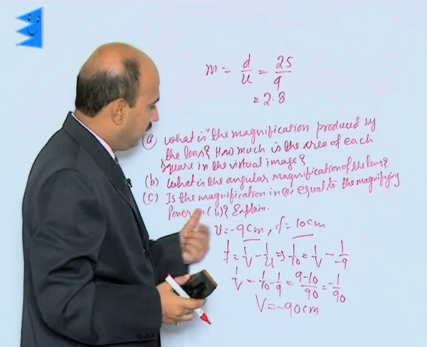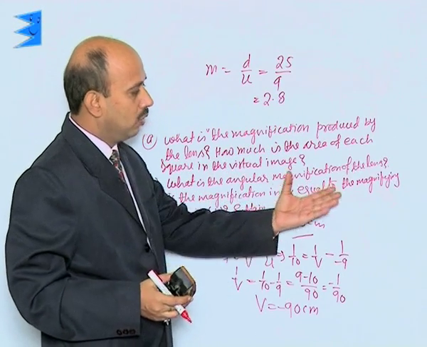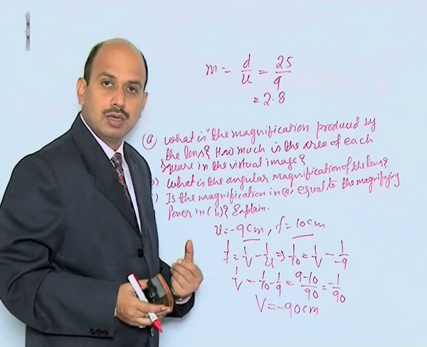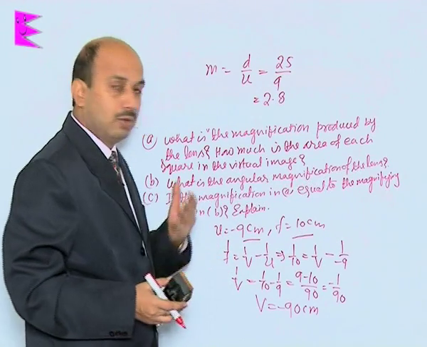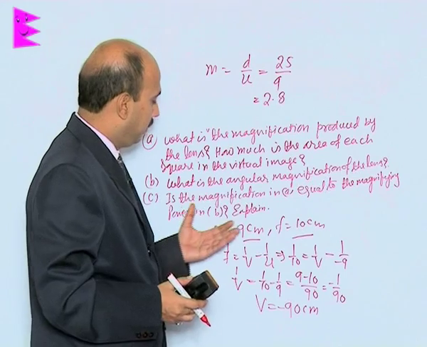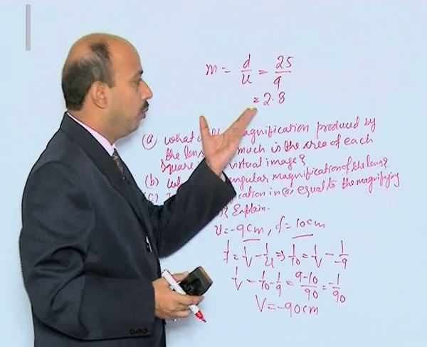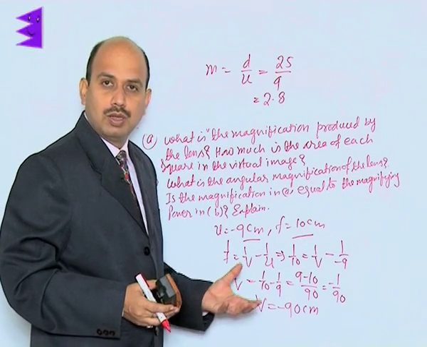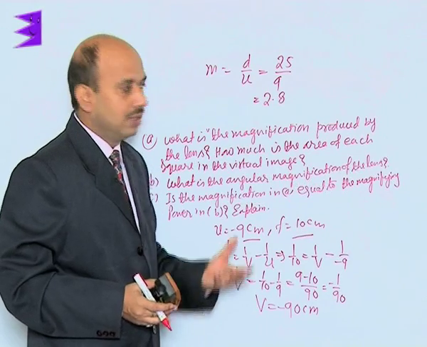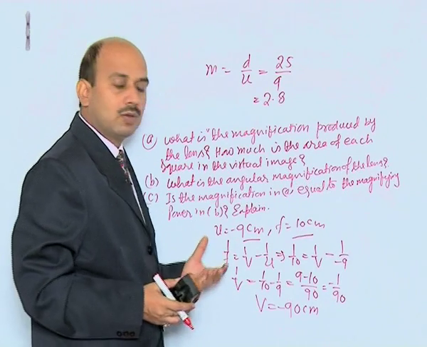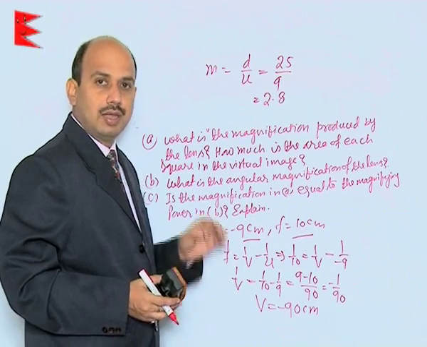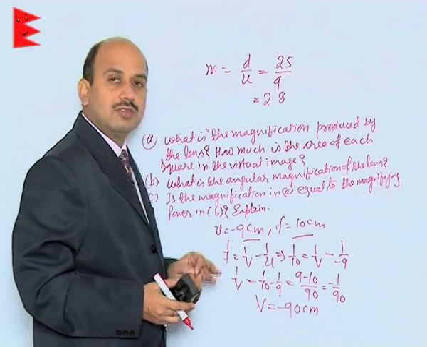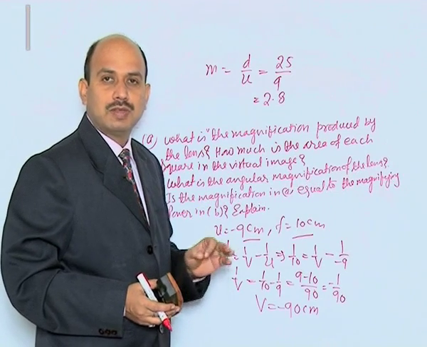Now, see the C part: is the magnification in A equal to the magnifying power in B? See here, magnification in A was 10, magnifying power in B was 2.8. They are not equal unless v is equal to D. So, magnifying power is not equal to magnification unless the image distance is equal to the least distance of distinct vision.